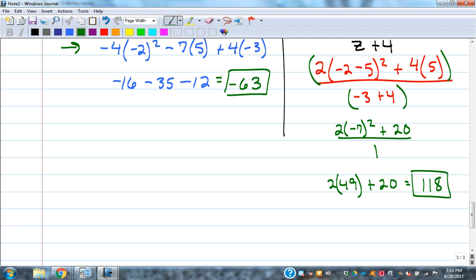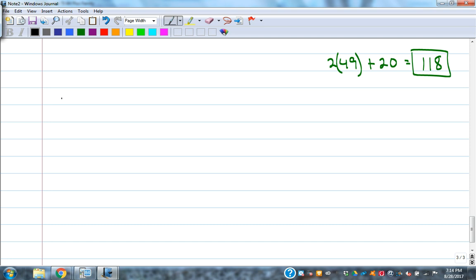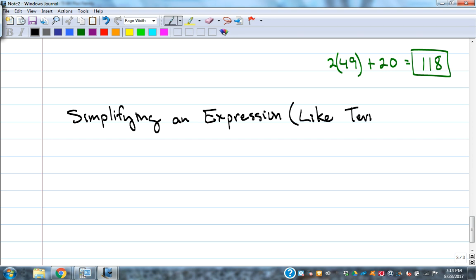Let's look at one last thing in this section, and then we'll take a short break and come back and finish up the last couple of sections for tonight. So the last thing in this section is simplifying an expression. Name of the game, like terms. If you're going to be like terms, then you're going to have the same variable and the same exponent on that variable, or not have a variable at all. So regular numbers are like terms for one another.